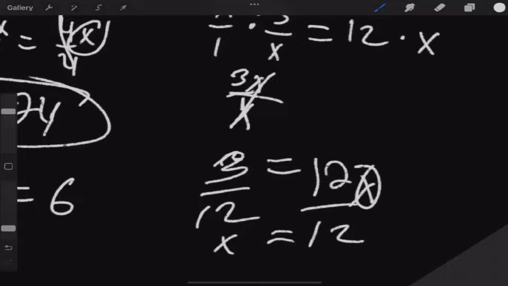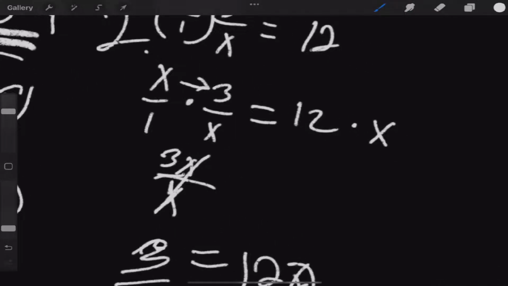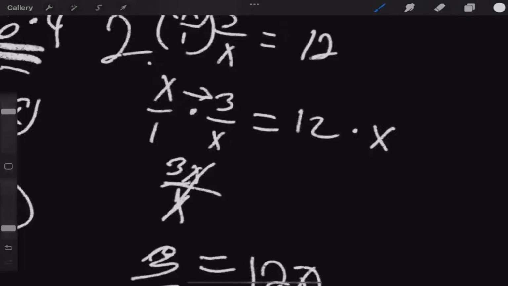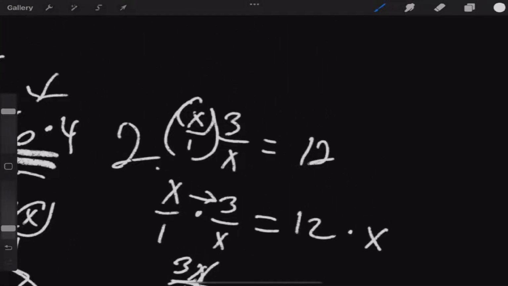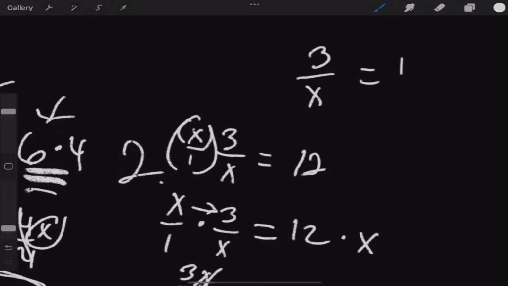We have x equals, I didn't even put what x equals. X equals 1/4. Now I want to go back up here and plug this in really quick. So our equation was right here, and we had, oh, that's not right. We had 3 over x equals 12.